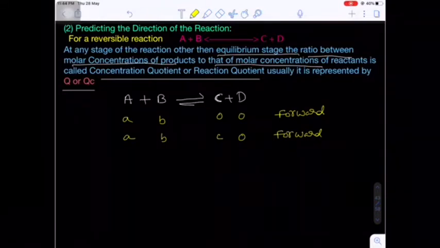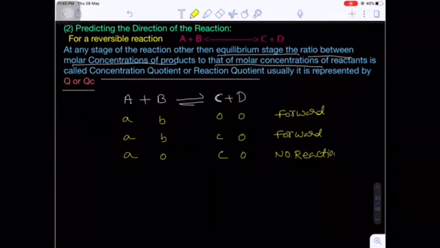Okay, let's suppose I have one reactant and one product. Is the reaction possible? No reaction. Why? Because one reactant is absent and one product is also absent, so this reaction cannot occur. Let's suppose two reactants are absent but two products are present in the container. Yes, the reaction occurs, but in the backward direction, because only products are present in the container. That's why the reaction occurs in the backward direction.